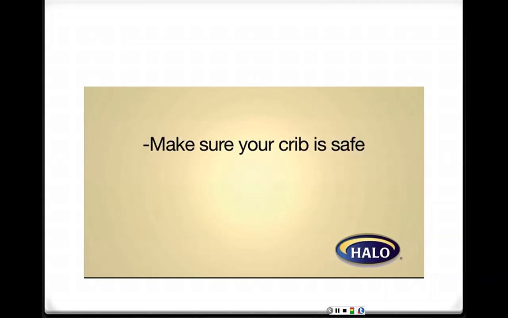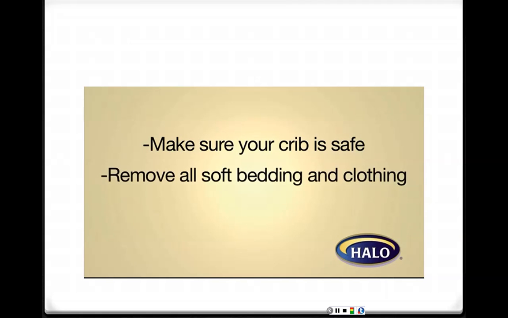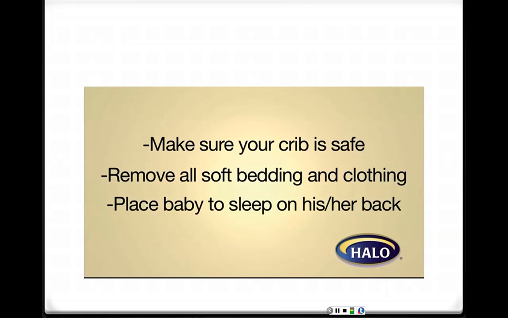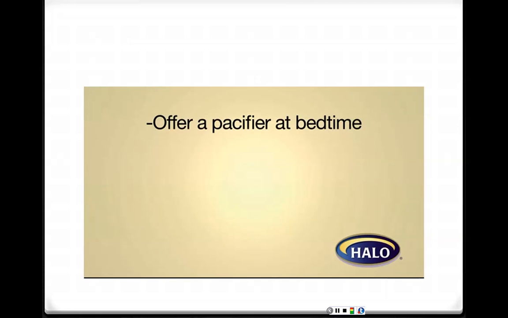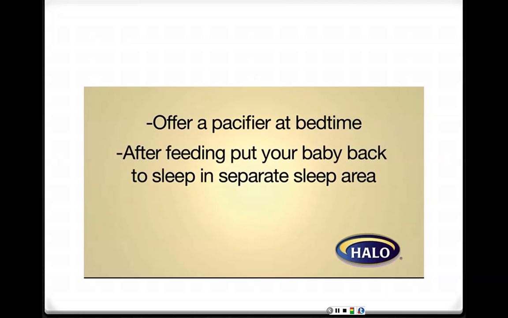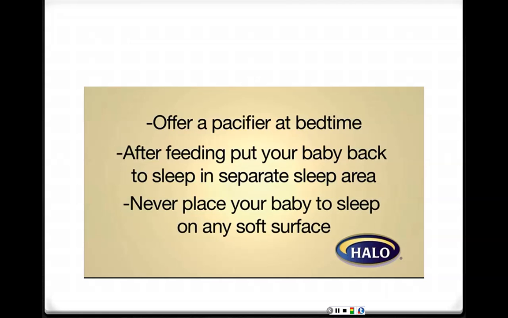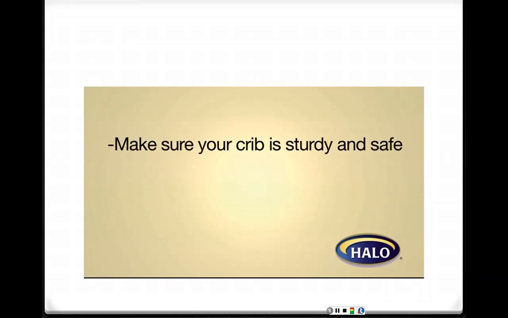Make sure your crib is safe. Remove all soft bedding and toys from your baby's sleep area. Place baby to sleep on his or her back at nap time and at nighttime. Offer a pacifier at bedtime to babies who are more than 1 month old after breastfeeding has been established. After feeding, put your baby back to sleep in their separate safe sleep area. Never place your baby to sleep on any soft surface. Make sure your crib is sturdy and safe.